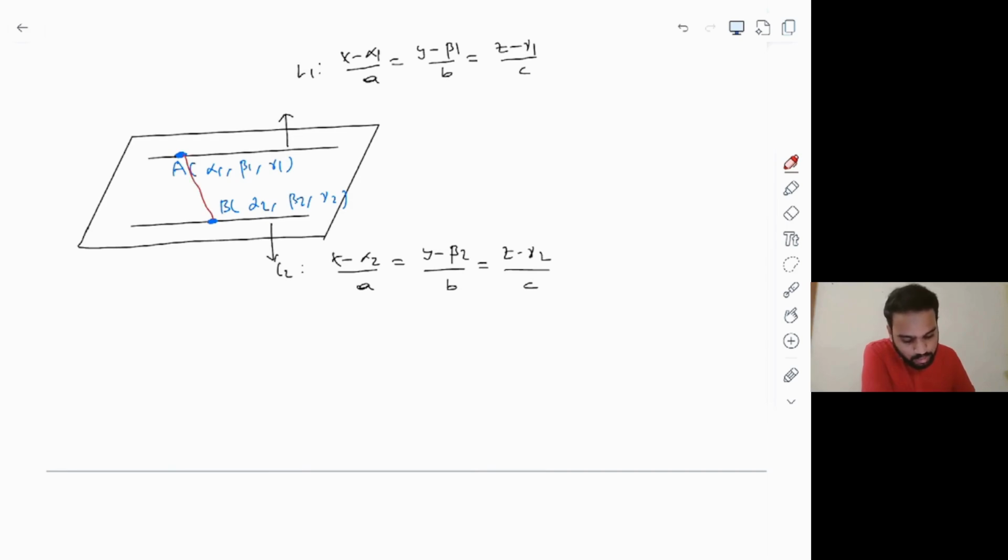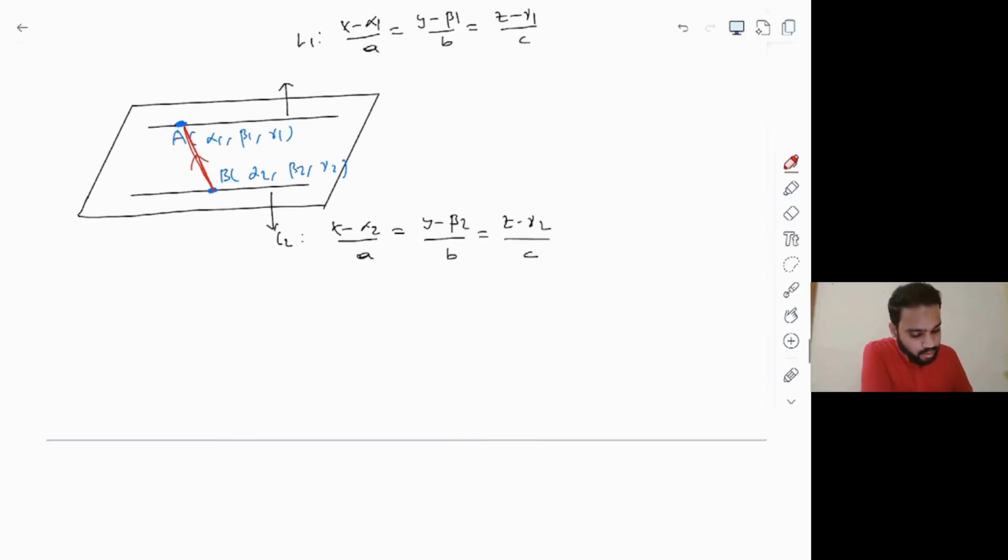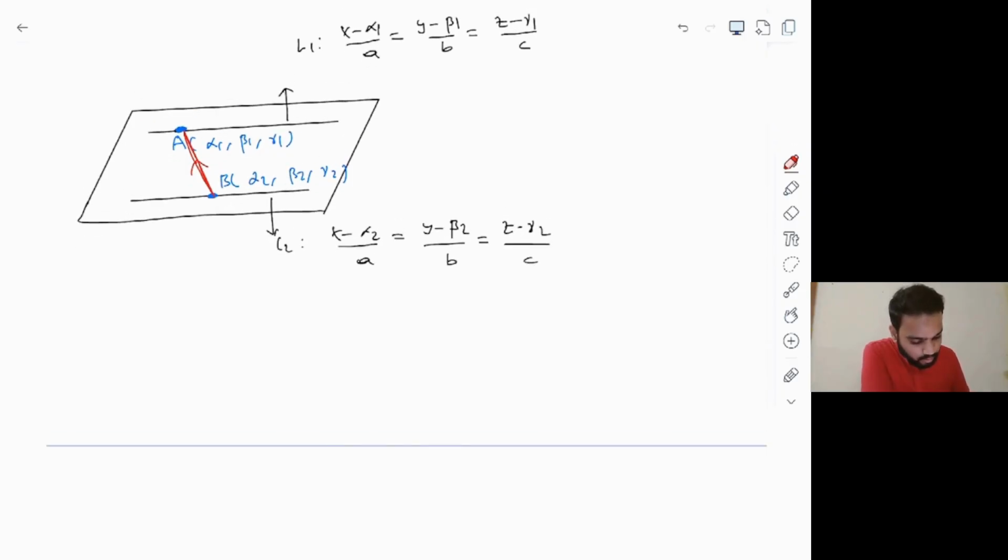Remember the process. This is not a formula. What you do is form the vector AB bar. Now take the DRs of this plane. Otherwise, if you want, I'll write down the formula directly. So I'm going to take the cross product of these two DRs, that is AB DRs. AB DRs are what? Alpha 2 minus alpha 1.